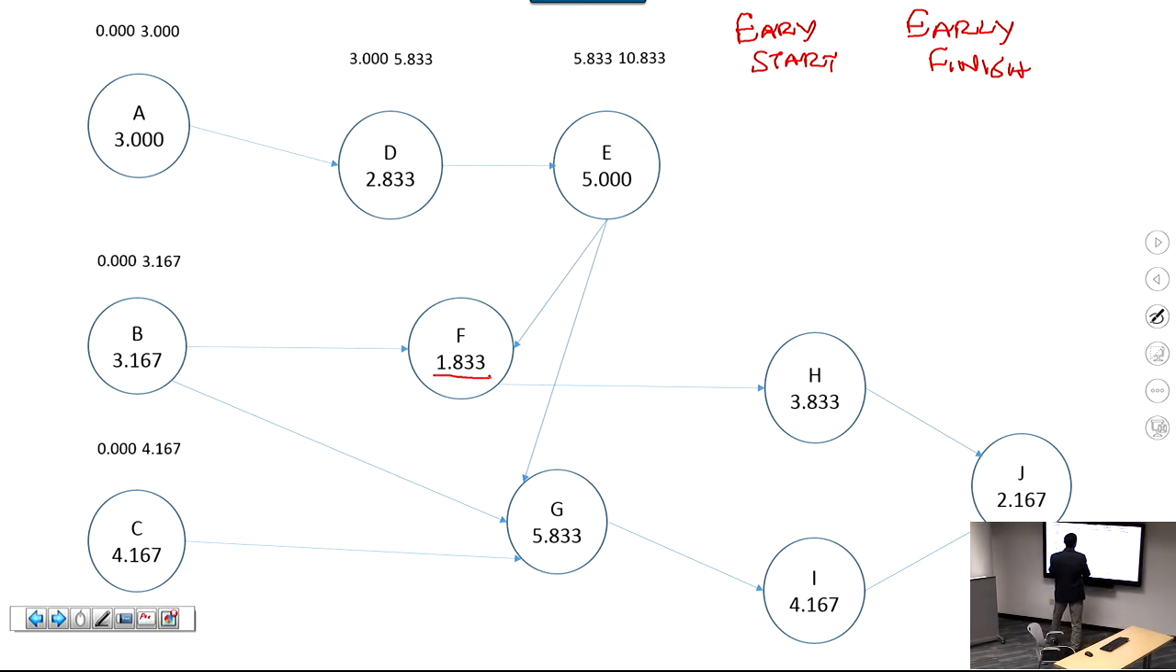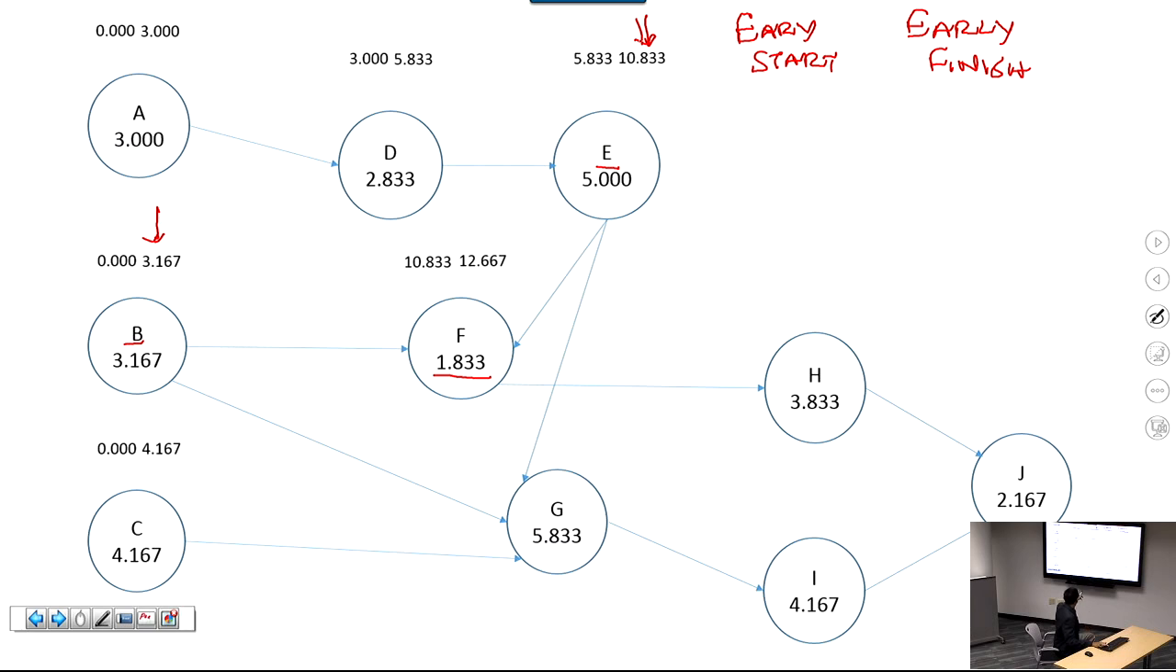For F to start, E must be done and B must be done. B is done at that time. E is done at that time. Okay. But the earliest that both of them are done is right here. The earliest that both of them are done is 10.833. So then the earliest that F can start would be 10.833. Okay? Add the time for F, and you get the early finish for F.